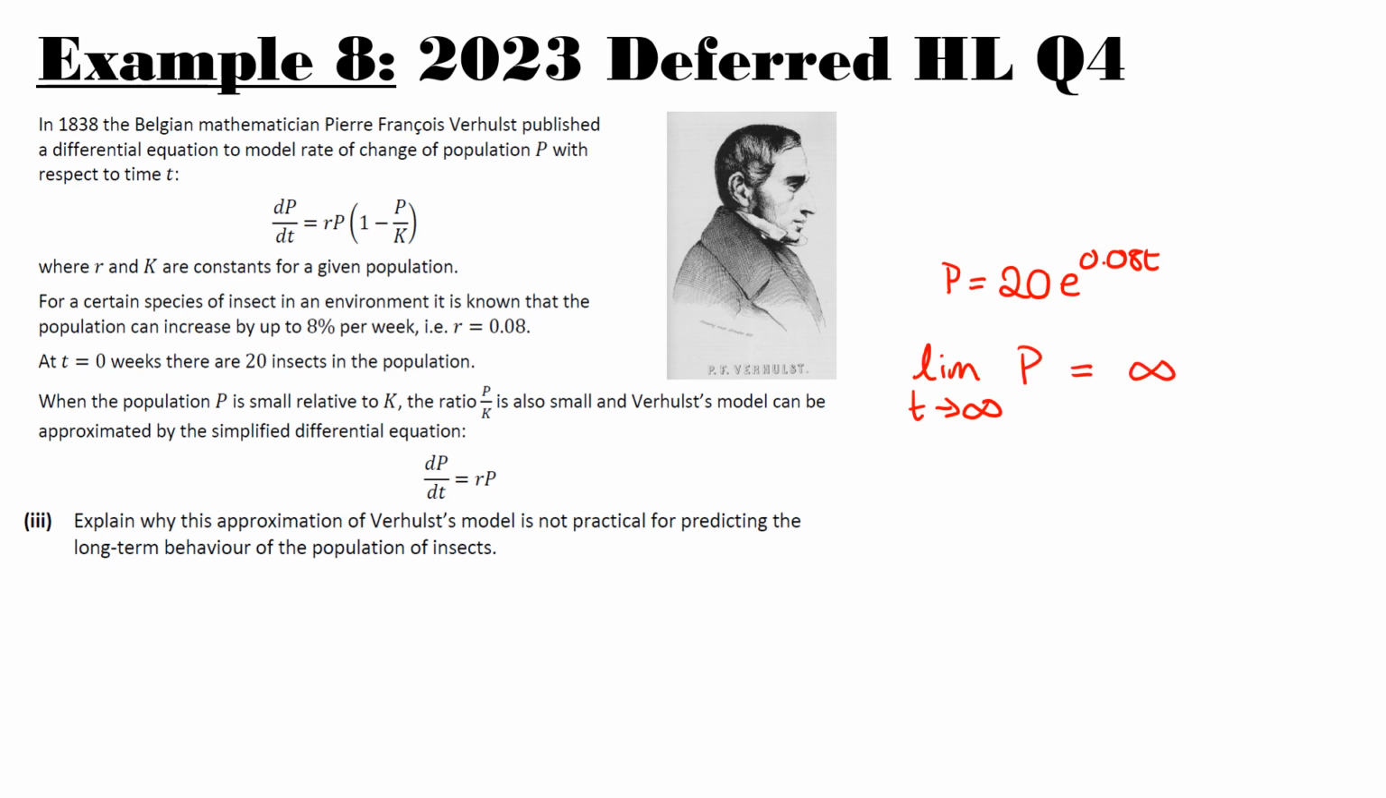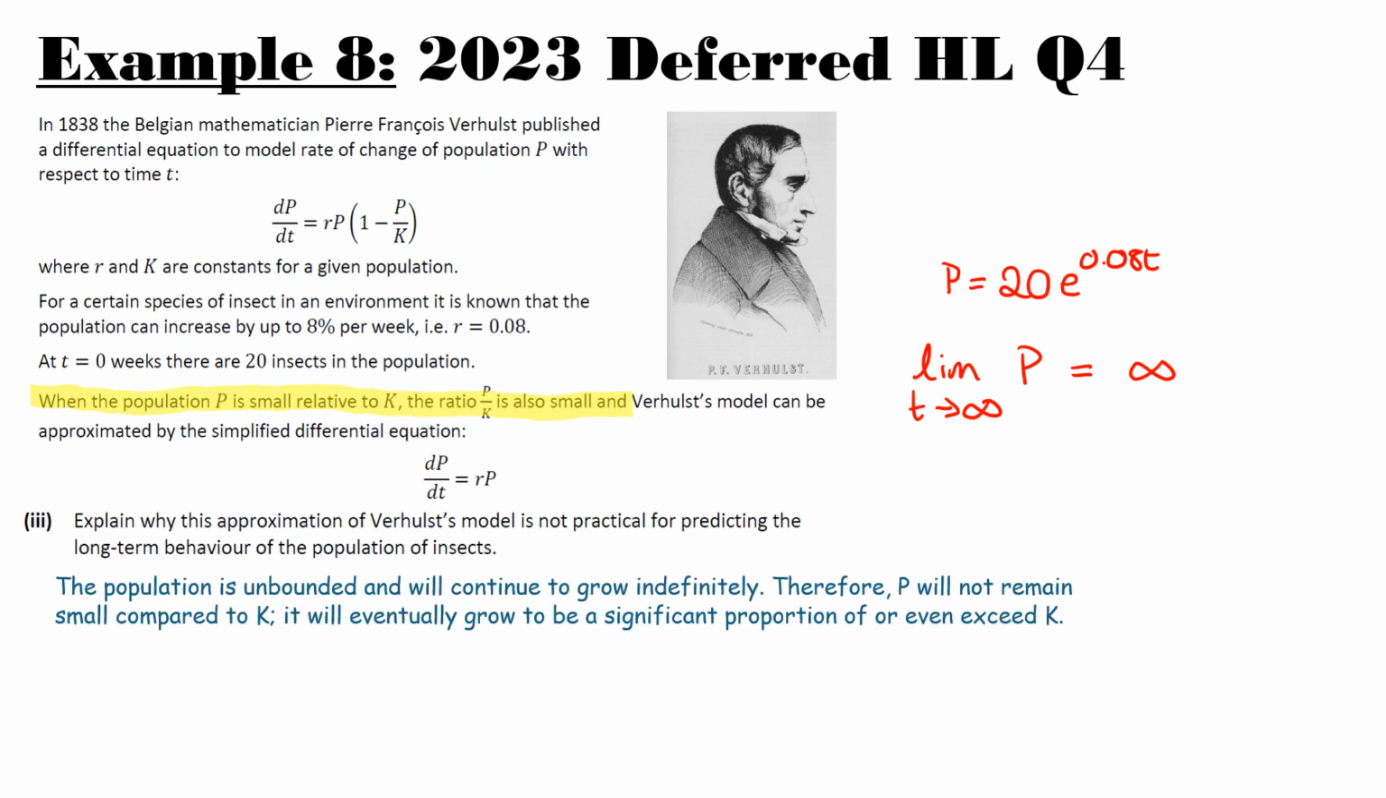It's going to keep going to infinity. So it's going to get bigger and bigger and bigger. But the issue with that is we can only use this approximation when the population P is small relative to K and the ratio P over K is small, okay? That's when they told us that this approximation can be used.